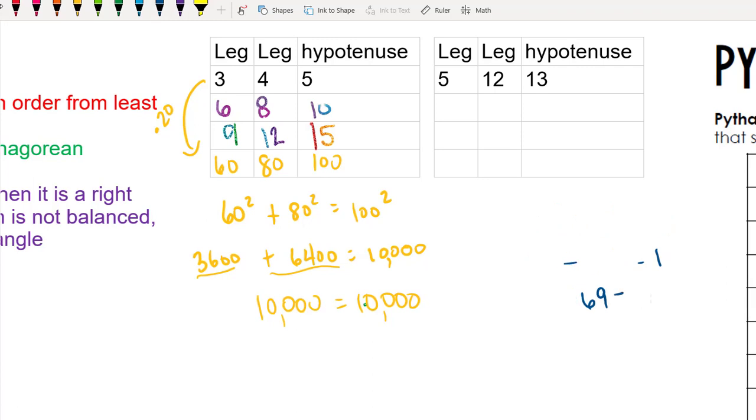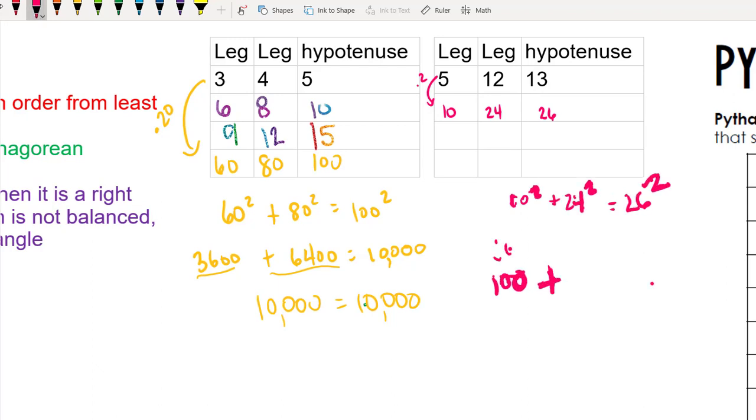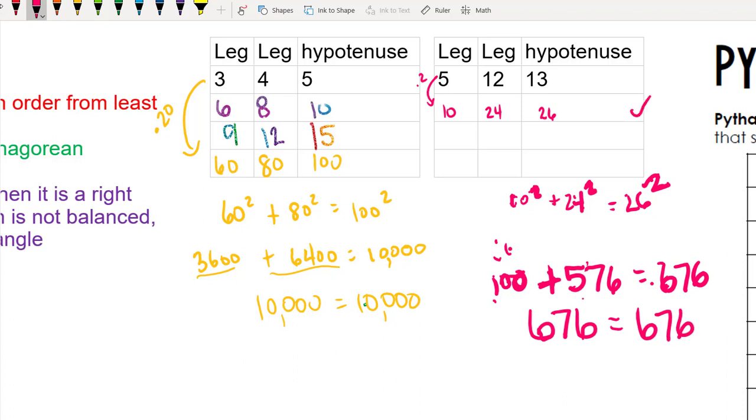So we could also have multiples of this one. So we can multiply by a scale factor of 2. We get 10 and 24 and 26. If we try that out, this is a balanced equation, so this is also a right triangle. So the multiples of triples are also right triangles.